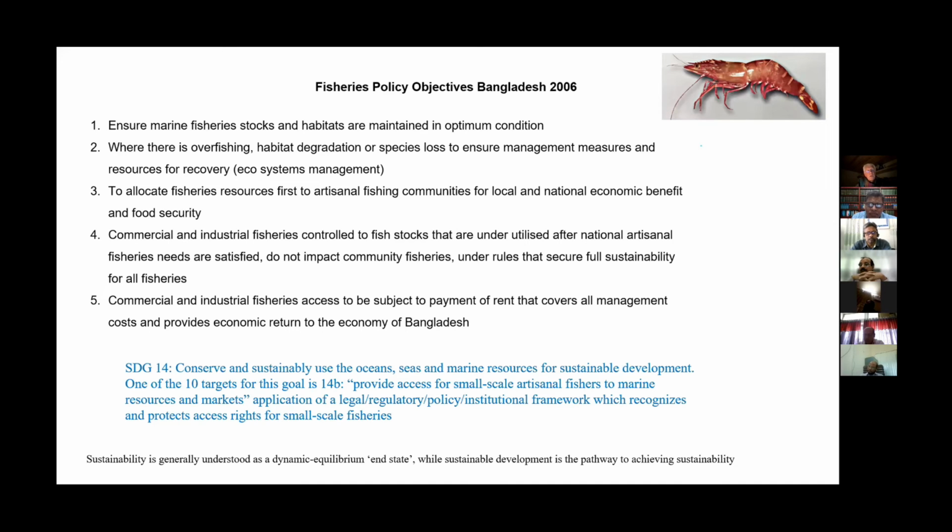The fifth point, commercial and industrial fisheries access to be subject to payment of rent that covers all management costs and provides economic return to the economy of Bangladesh. So these 5 points are very important.